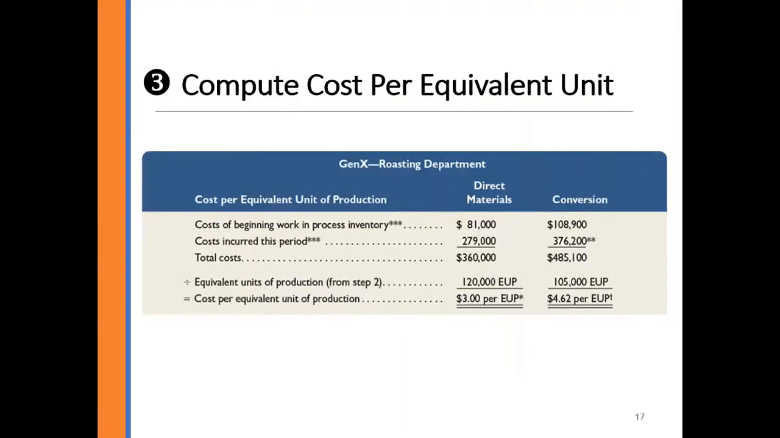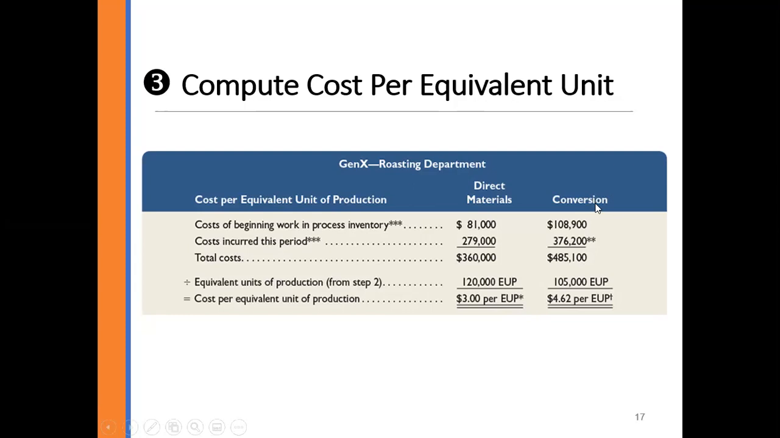All right, step 3, computing the cost per equivalent unit. Based on those costs, the total cost of materials and the total cost of conversion, divided by the total number of equivalent units of production, gives us the cost per equivalent unit. So if we had total cost of 36,000 direct materials, and that was for 120,000 units, then we have a material cost of $3 per unit, right?